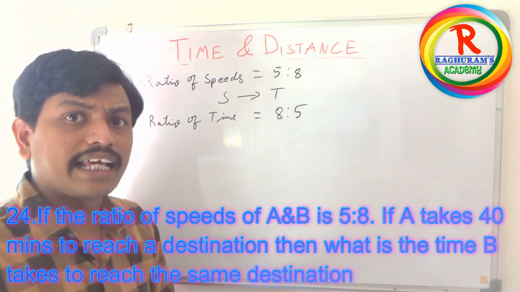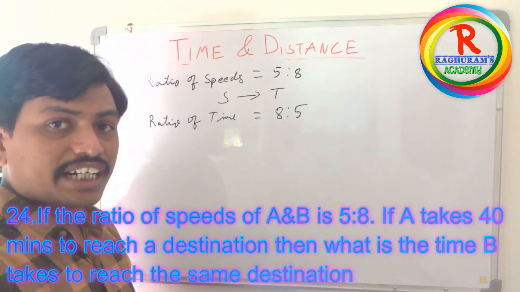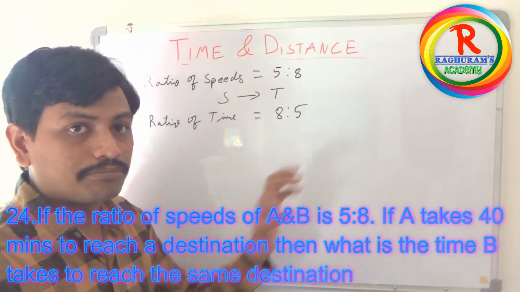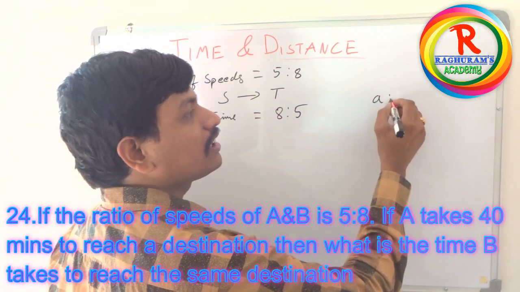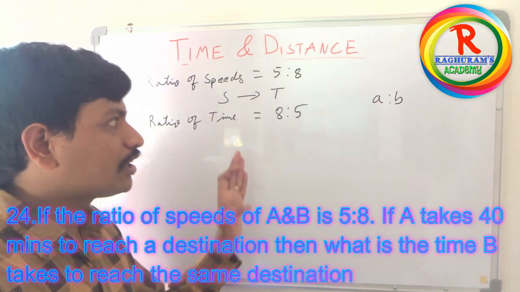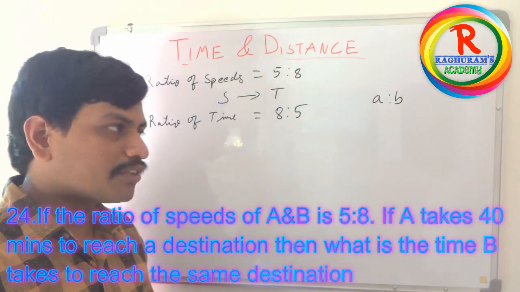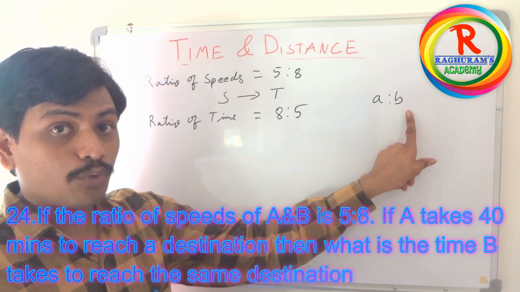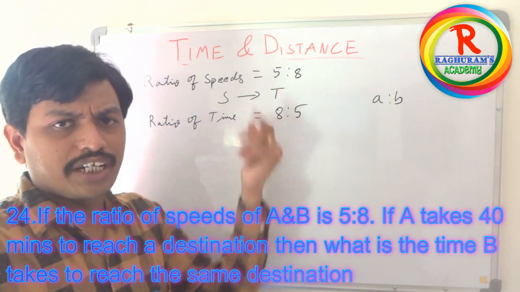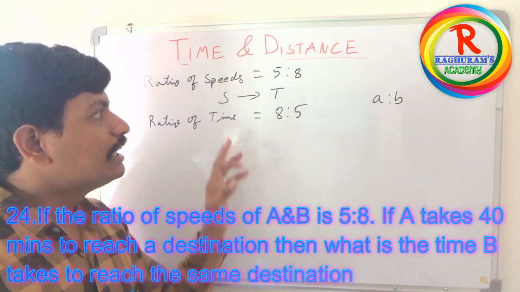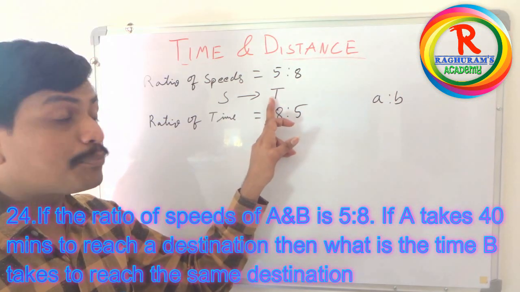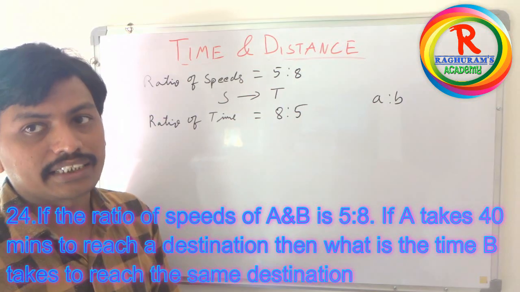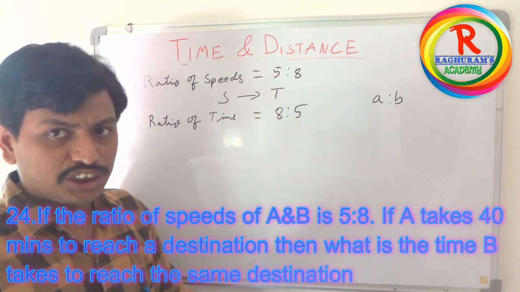You may get questions like this, simple questions. If the ratio of speeds is so and so, A:B, then what is the ratio of the time? If A:B is the ratio of speeds, then the ratio of time is B:A. They may give you like this: the ratio of time is A:B, then what is the ratio of speeds? Just B:A, so reciprocal of this one. So speed is always inversely proportional to time. So inversely proportional, A:B, B:A. We take like this.